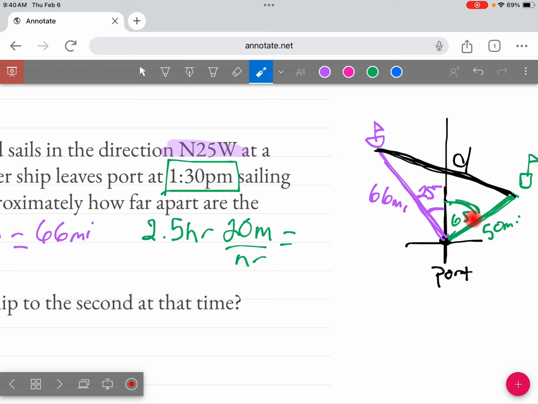These two angles combined together, 90 degrees. Oh, that makes this a right triangle, and we're just trying to find that hypotenuse.